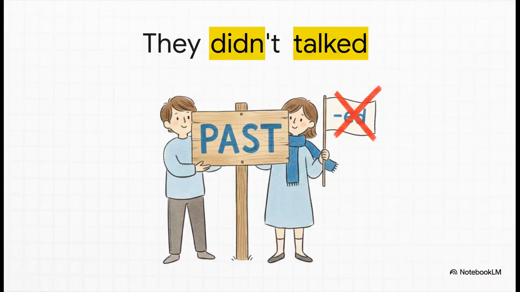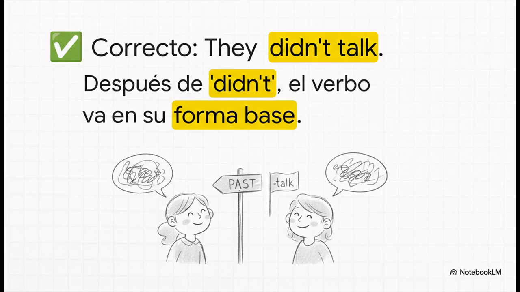Now for a past tense error. They didn't talked. See the problem? If we already have didn't to show that it's the past, we don't need to put the verb in the past tense too. The correct way is they didn't talk. Remember the golden rule. After didn't, the main verb always goes back to its base form, its infinitive.